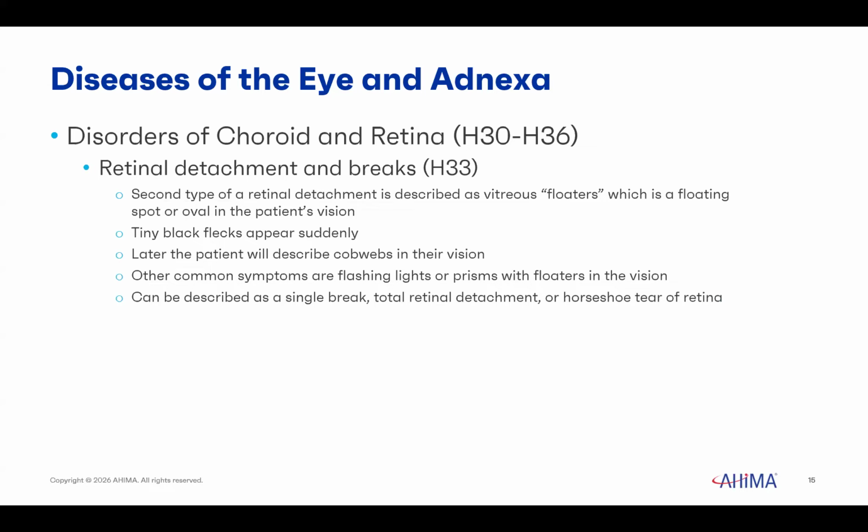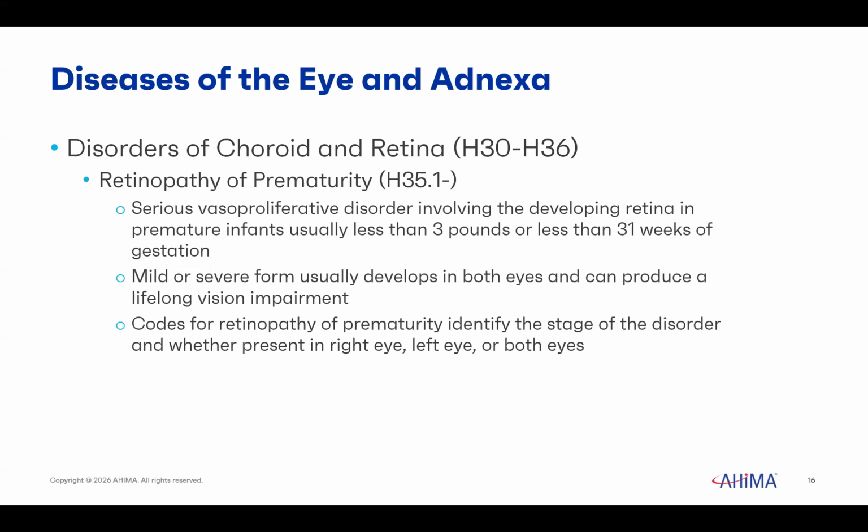We can also have retinopathy of prematurity, and this develops usually in both eyes and can produce a lifelong vision impairment. And these are very specific codes that fall into code categories H30 through H36.